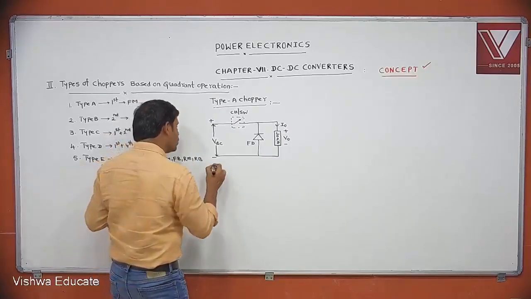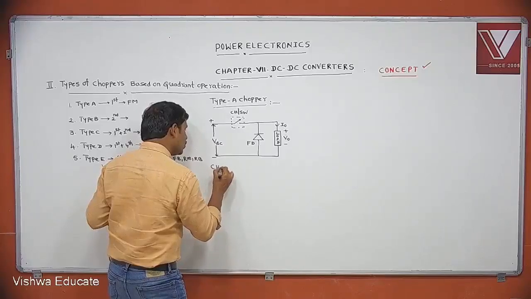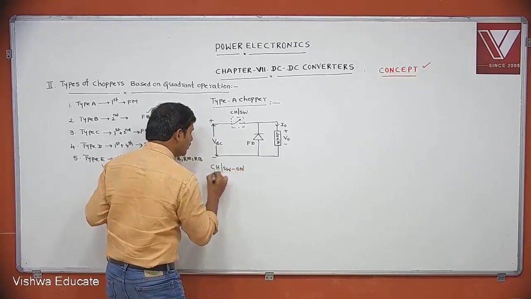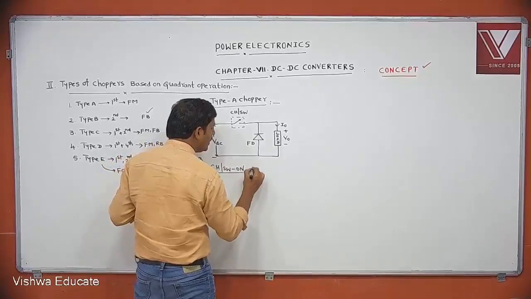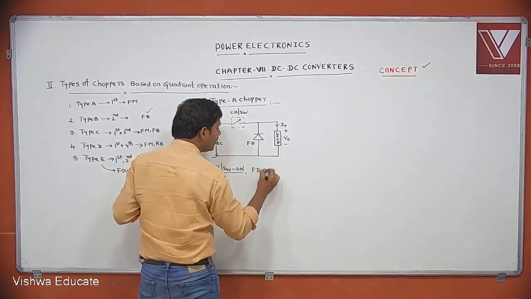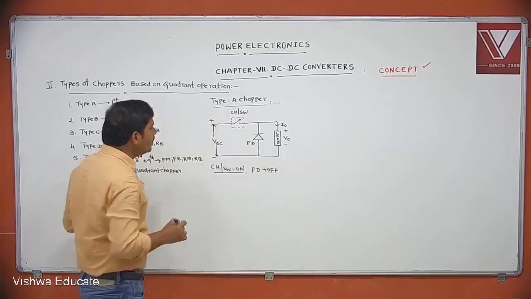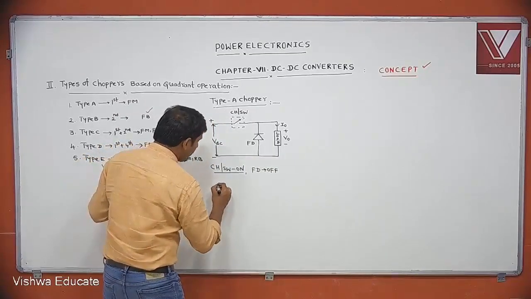The first case is when the chopper or switch is on. If the chopper or switch is on, the freewheeling diode is in the off state. Now what is the equivalent circuit when the chopper is on?